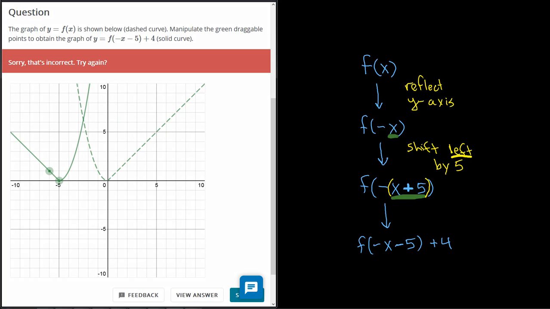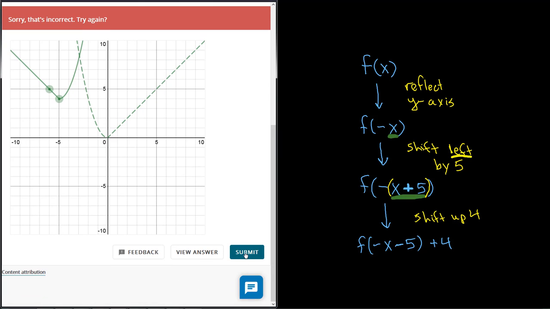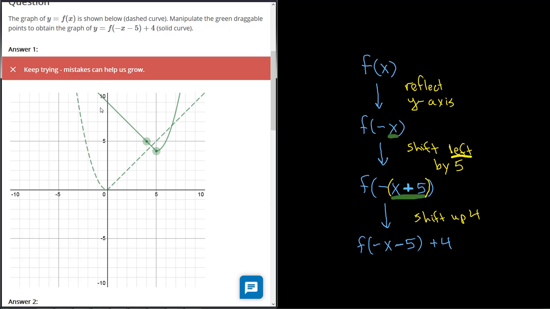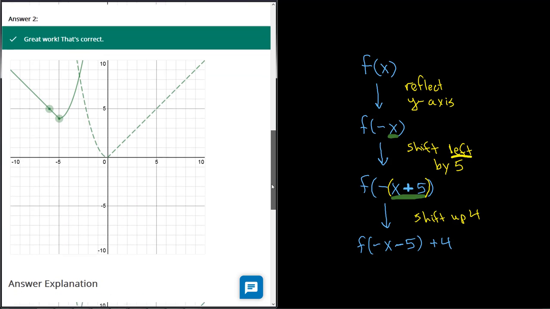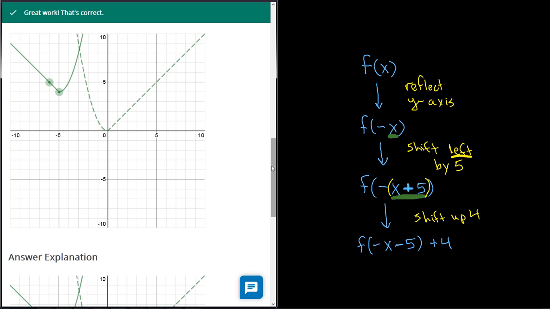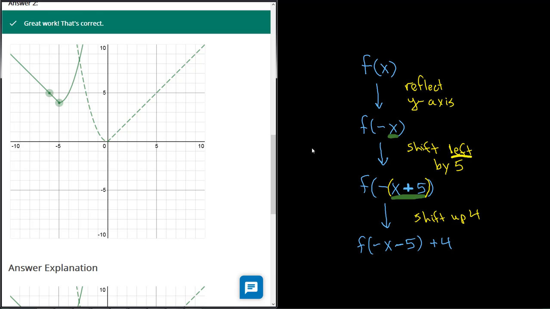And then the last transformation, that's an easy one. We just added 4 to the outside, and so that's going to shift up by 4. So we go up by 1, 2, 3, 4. All right, cross your fingers, I think this should work. And let's see. Oh yeah, it did. That one was correct.